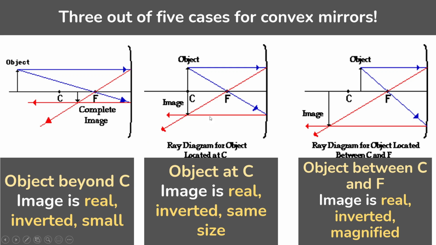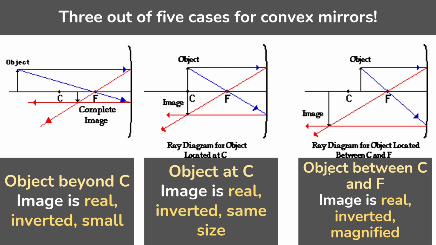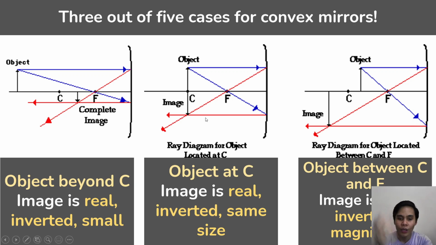If the object is directly at your center of curvature, it's real, inverted, and the exact same size based on our ray diagrams. And finally, if your object is between C and F, the image will become real, inverted, and actually magnified. It becomes bigger. So you can see here, if you make a parallel incident ray, it'll get reflected through the focus. An incident ray going through the focus, reflecting off of the mirror, will become parallel, making an image that is much bigger. All right? So that's the 3 main cases for concave mirrors.